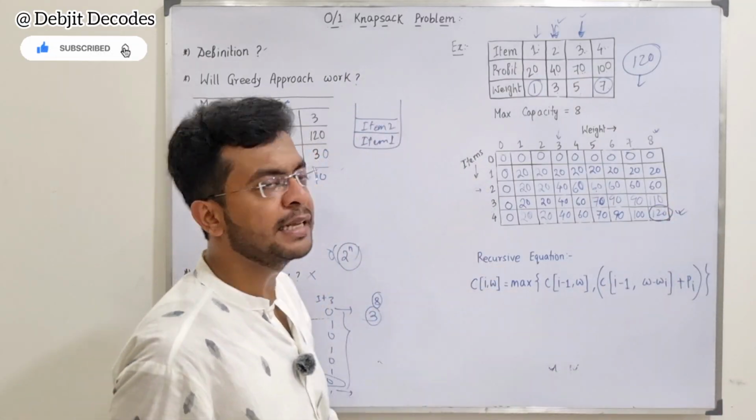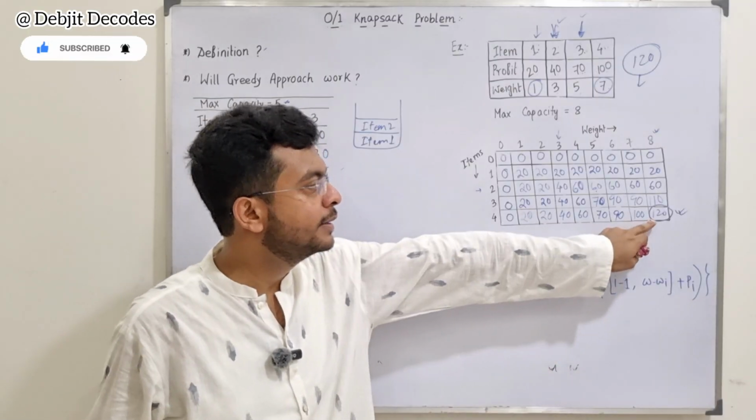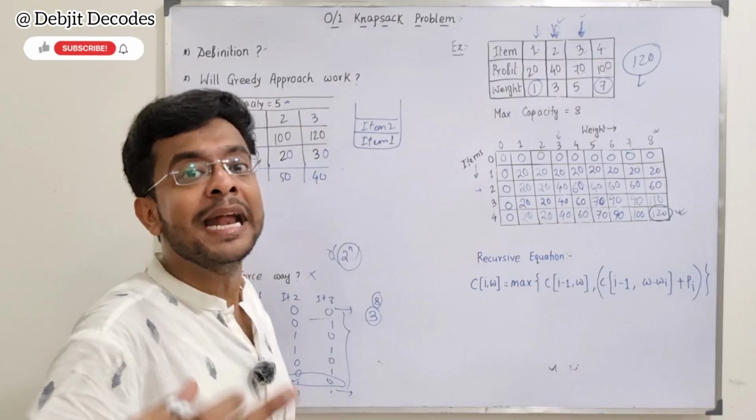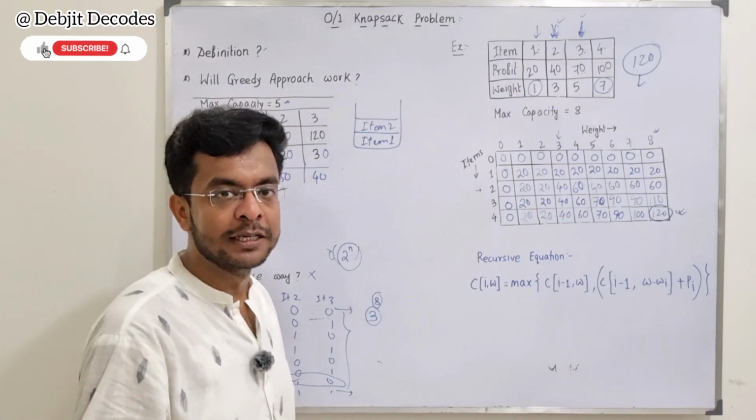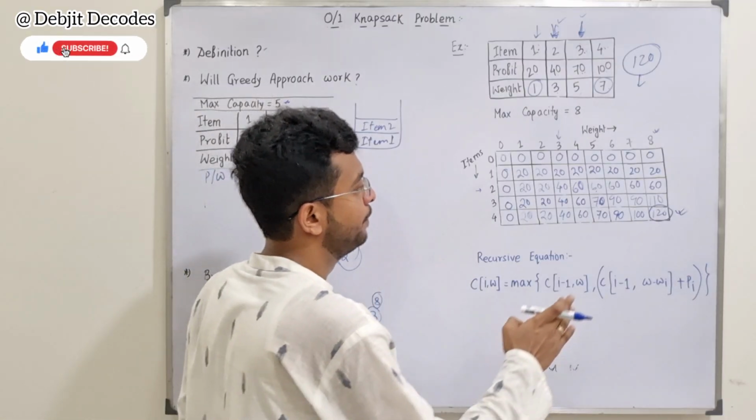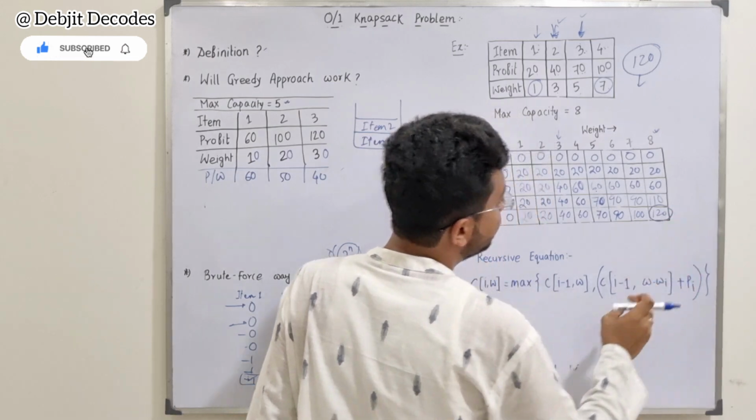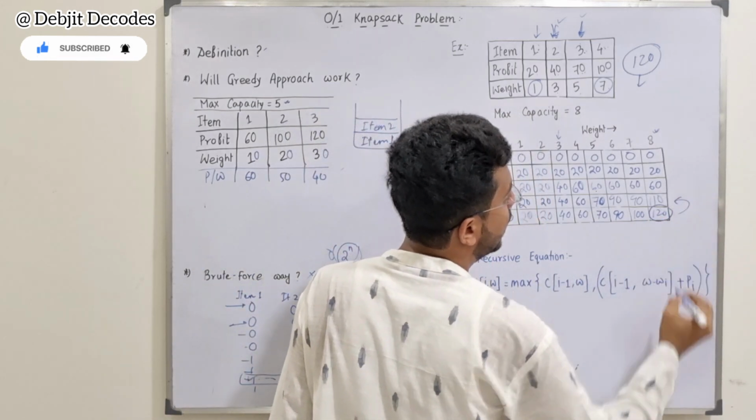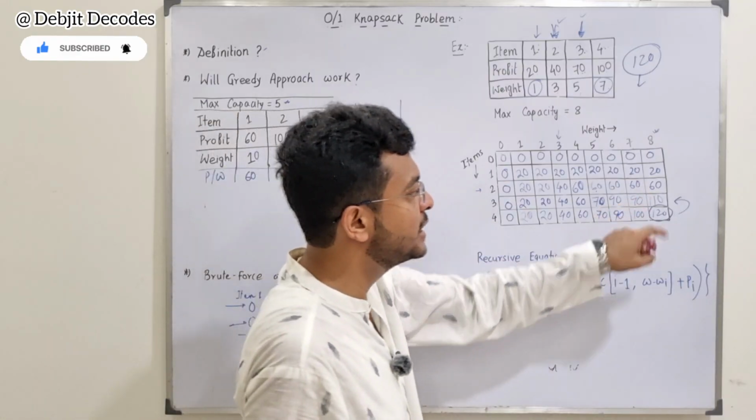Now the question is, okay, we have got that 120 is the maximum profit. But what are the items included? So you need to trace back what are the items included. Now see how to trace back. Very simple. We will be comparing with the upper row, with the upper cell's value.